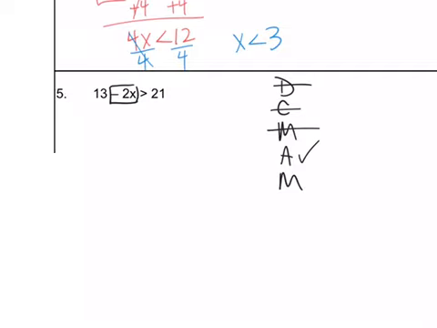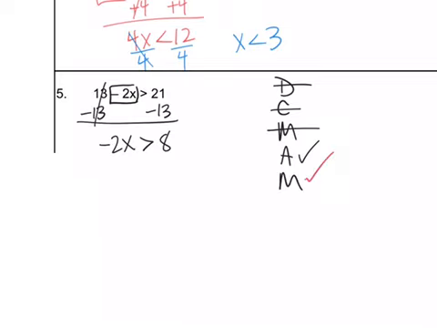Be very careful because when you box your variable, the sign in front of the number goes with the number, so that negative goes with the 2. Outside of my box is a positive 13, so I need to move it by subtracting. So negative 2x is greater than 8.